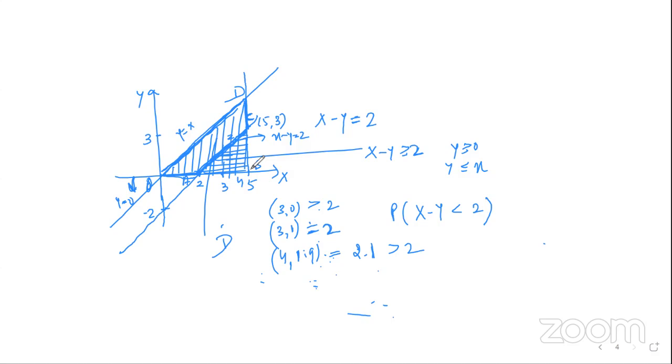So the area of triangle ABC is coming... Sorry, hello? Am I audible? Yeah, you're audible. Yeah, it is coming 9 by 2 because it's half into base, so base is 3 and the height is 3 also, right? So the area of triangle ABC is coming 9 by 4. A smaller triangle, I'm saying.